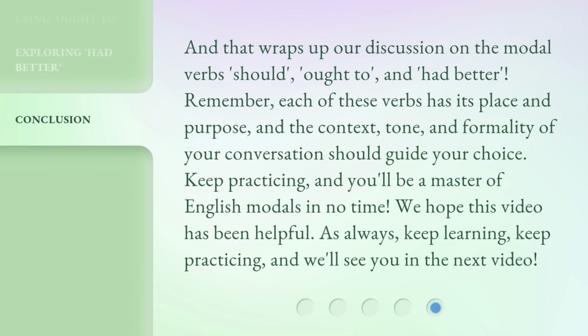And that wraps up our discussion on the modal verbs should, ought to, and had better. Remember, each of these verbs has its place and purpose, and the context, tone, and formality of your conversation should guide your choice. Keep practicing, and you'll be a master of English modals in no time.